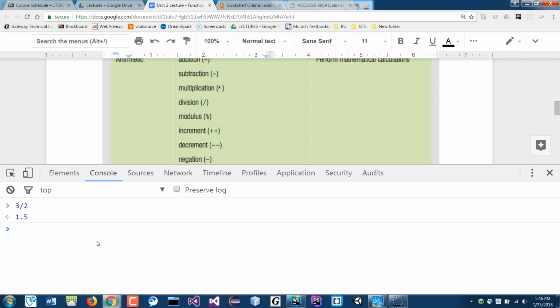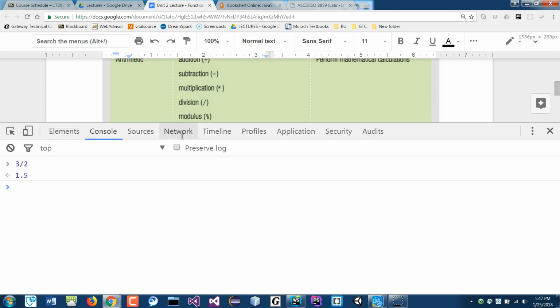And then you can also use, I think the book mentioned a little bit about the parseInt. You can change this or cast this into a different type. So for example, if you want to do something like 3.5 divided by 2, you get 1.75 as a decimal number.